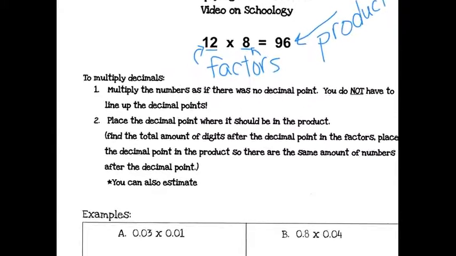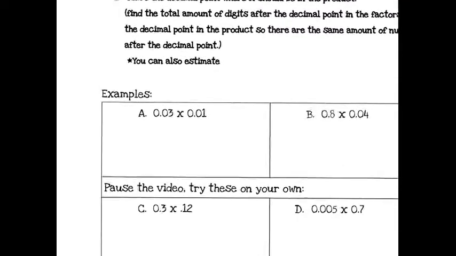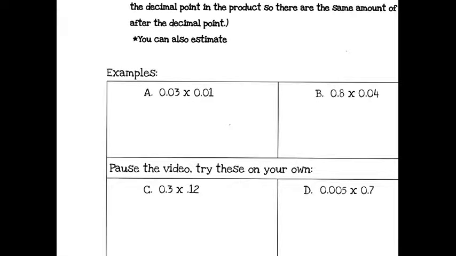Okay, so whenever we multiply numbers with decimals, we're actually going to multiply them as if there was no decimal point. This is very different from adding and subtracting because you do not have to line up the decimal points whenever you're multiplying. We're just going to multiply the numbers as if that decimal point wasn't even there. And then once we get our product, we're going to place the decimal point where it needs to be. Okay, let's try a few of these. So come on down here to the examples and you can follow along with me.